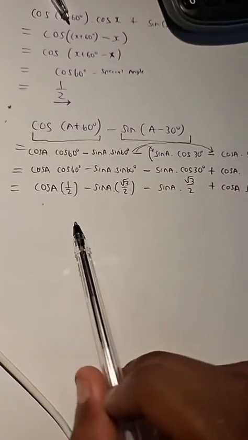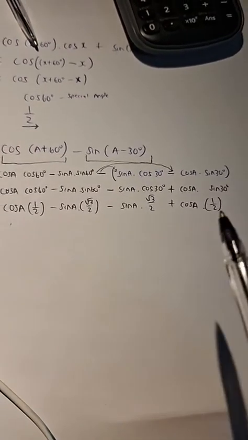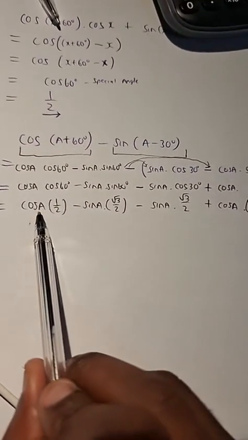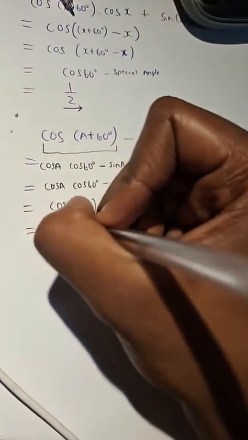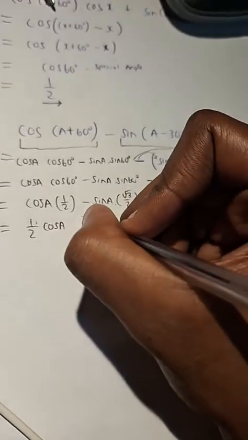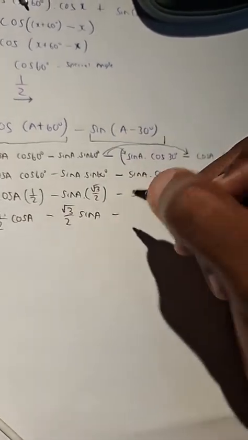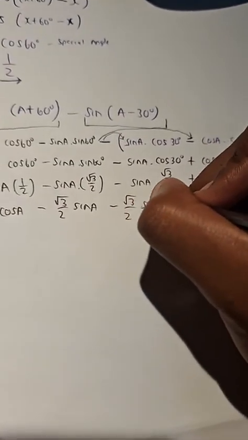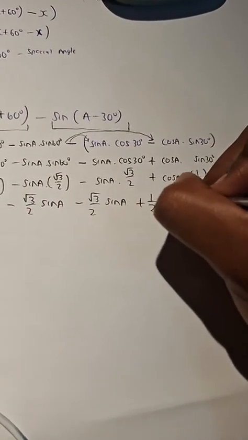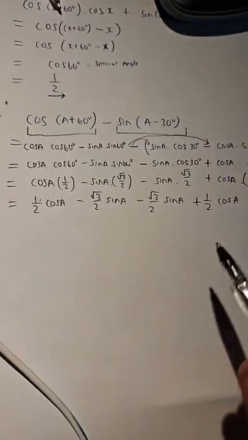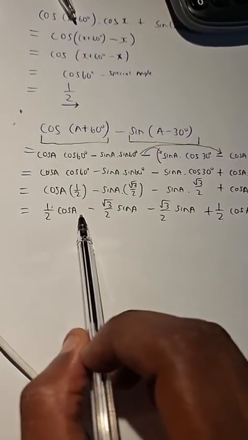Then I'm sure you can see, now you can see evident like terms. The evident like terms that you see here, cos A half. In other words, half cos A, because multiplication is commutative, minus root 3 over 2 sine A, thank you Kenzo, minus root 3 over 2 sine A, that's another one, plus half cos of A.